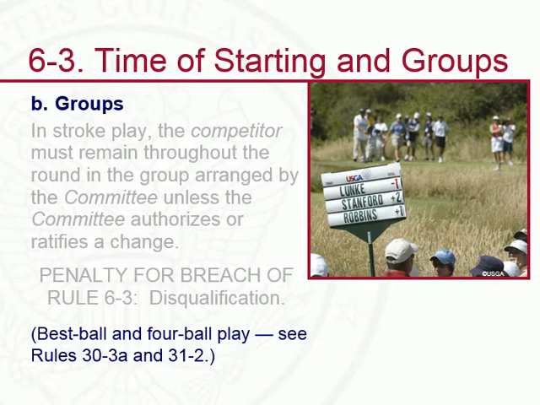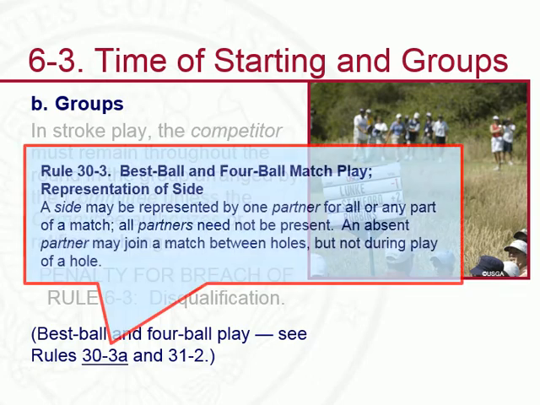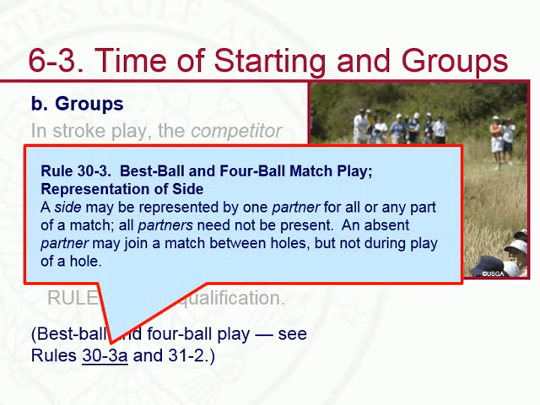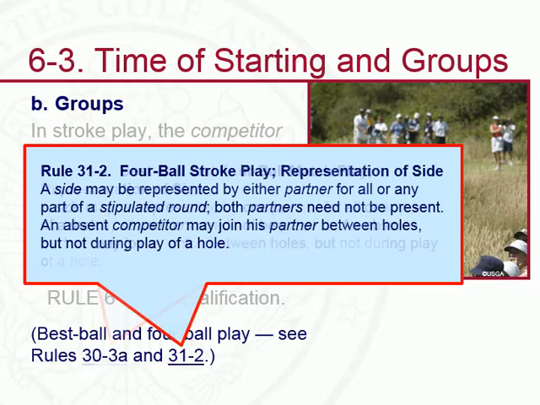For best ball and four ball play, which we'll get to in later presentations, see Rules 30-3A and 31-2. But for 30-3, just briefly, it's going to say that a side may be represented by one partner for all or any part of the match, and all partners do not need to be present. And same thing for 31-2 and four ball stroke play, a side may be represented by either partner for all or any part of the stipulated round.